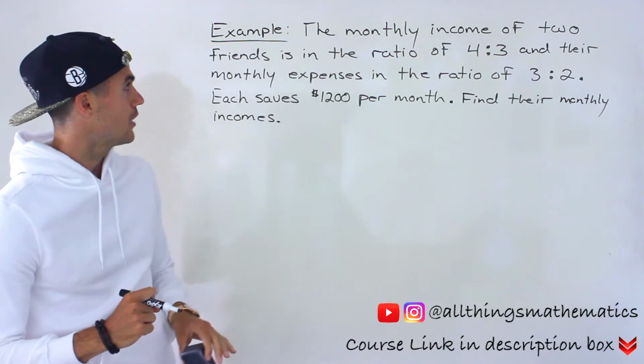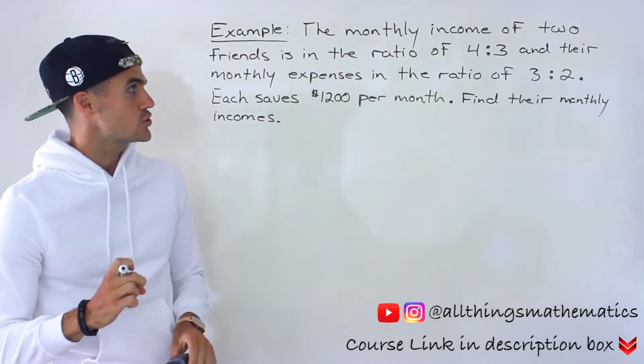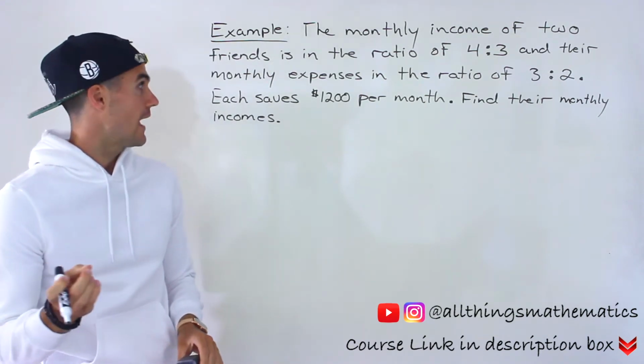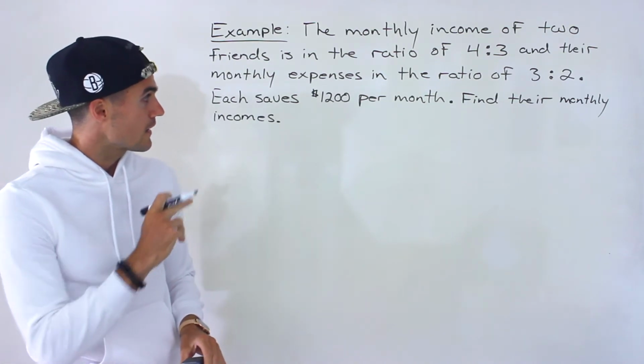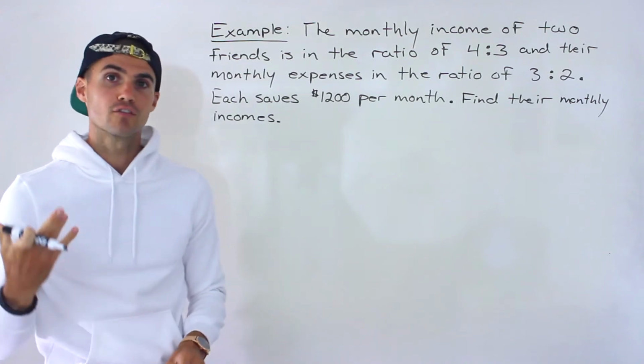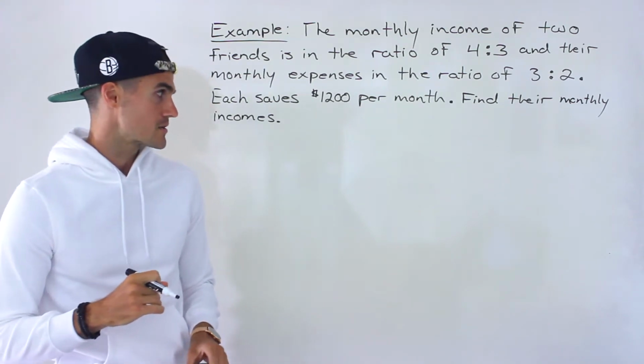So the monthly income of two friends is in the ratio of 4:3, and their monthly expenses is in the ratio of 3:2. Each saves $1,200 per month, and we have to find their monthly incomes.